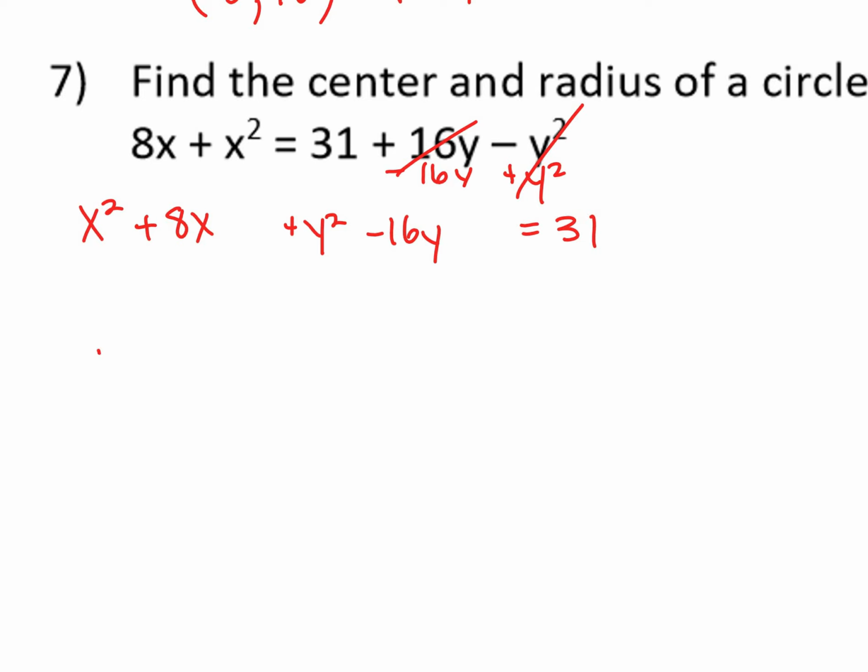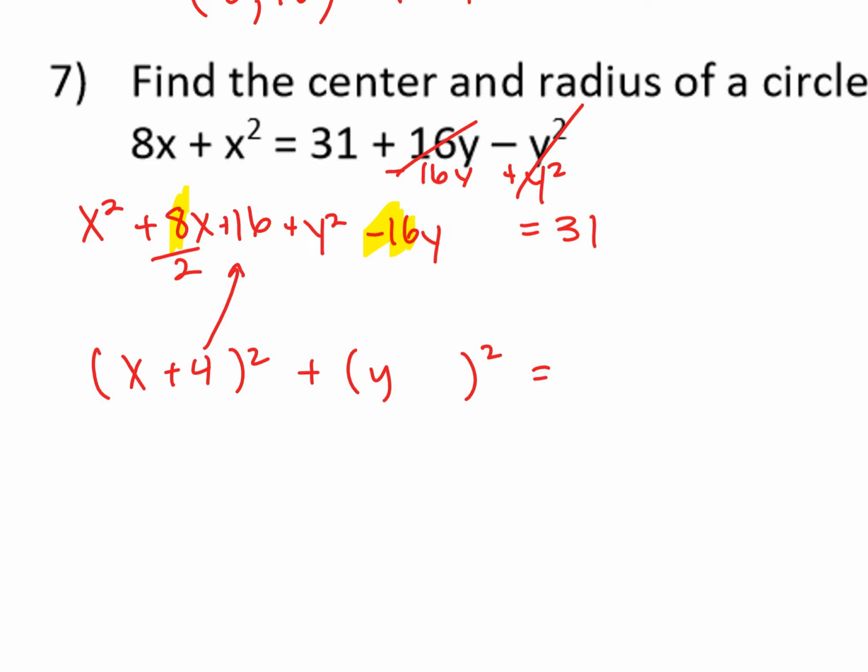All right, so I'm going to build my factors. I'm going to take half of my middles. So divided by 2 is 4. 4 squared is 16. Add that to both sides. Half of my middle is negative 8. Square it. Add 64 to both sides. And total this guy. So I'm looking at 31 plus 16 plus 64 equals 111.